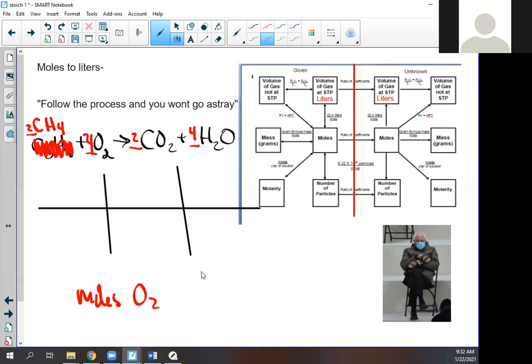If you have 2.25 liters of methane, this is my given. It asks me how many moles of O2. Is that right? Okay.